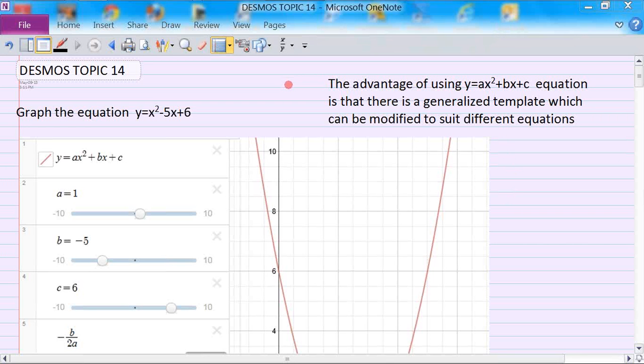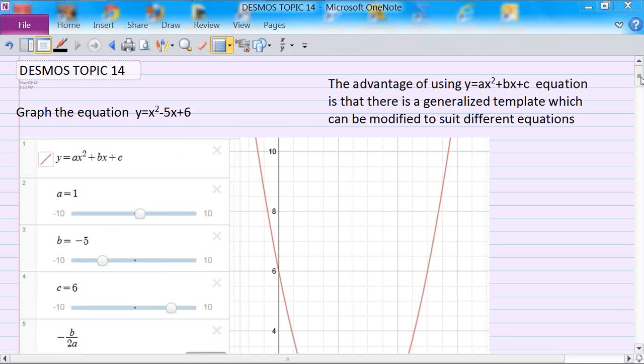We're on topic 14 and we're going to try and show some examples of how to use Desmos on the questions in topic 14. So we start with a generalized equation, y equals minus 5x plus 6. We just put in this equation here, and then we put in the coefficients: a, in this case 1, b equals minus 5 right here, and c is 6.